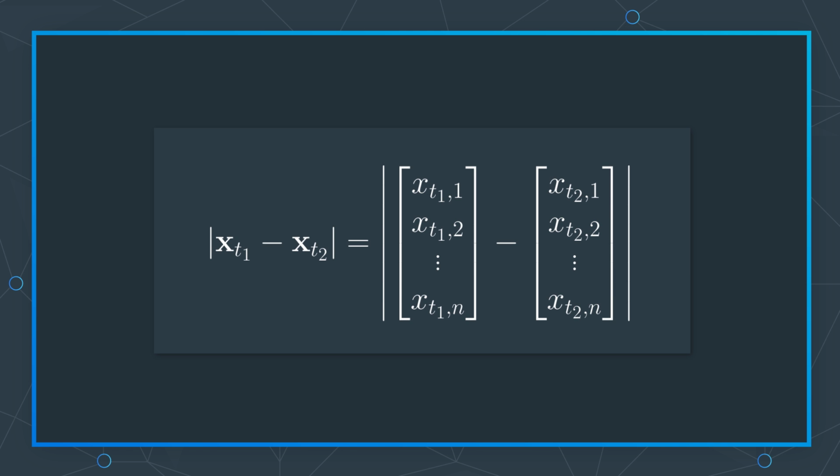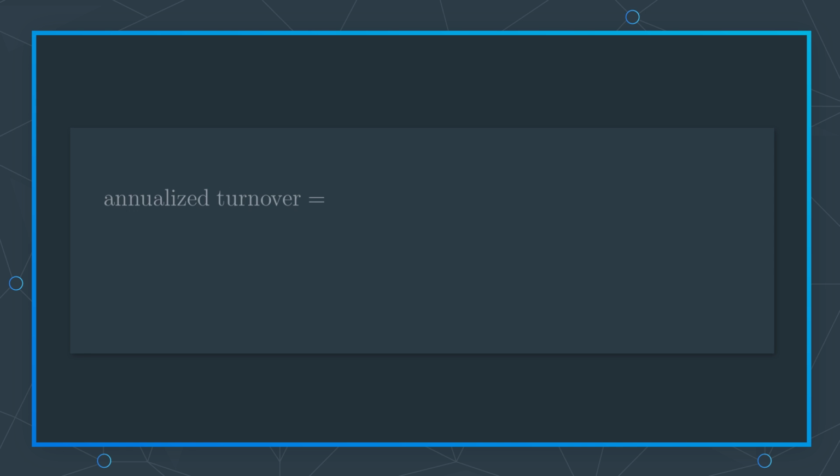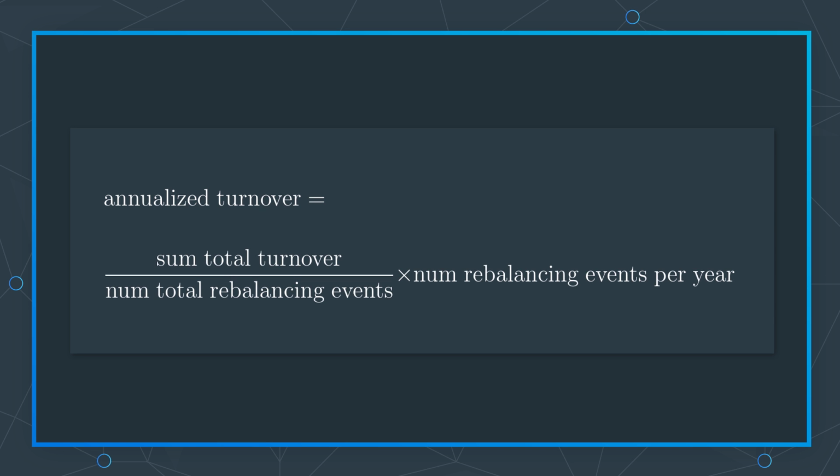This is called portfolio turnover and is basically the sum total of the changes in the weights on all the assets. To calculate turnover between two time periods, you would take the absolute value of the difference in weight between two time periods for each asset, and then sum these over assets. To get an annualized turnover, you would calculate the average turnover per rebalancing event by calculating total turnover for all the rebalancing events in the time frame you're considering and dividing by the number of rebalancing events, and then multiplying by the number of rebalancing events per year.